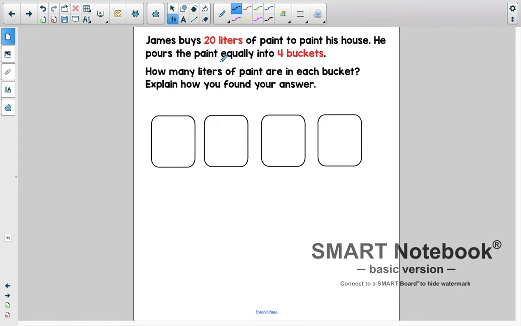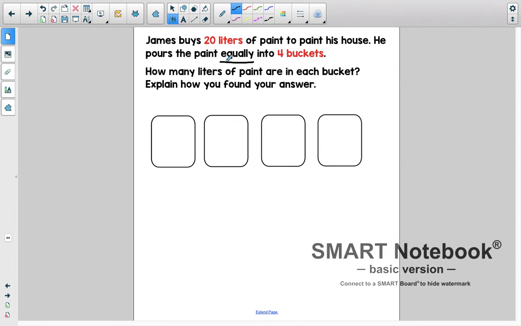So I'm going to underline this word equally because it's very important. So we have a total of 20 liters. I highlighted that in red, and we also have 4 buckets. So those numbers are very important because we have to use that in our problem somehow. Here are my 4 buckets that I drew. 1, 2, 3, 4.